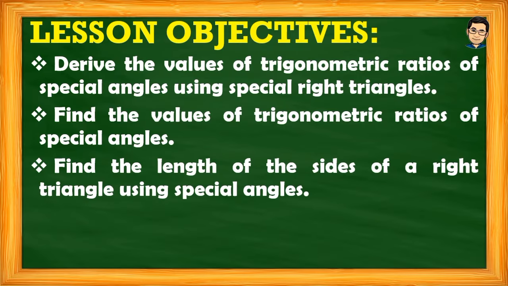And then lastly, we will find the length of the sides of a right triangle using special angles. So, i-consider natin dyan yung concepts ng special angles para makuha natin yung sukat ng mga sides ng right triangle. So, sides lang po ang kukunin natin dyan, hindi po yung angles. So, may specific video lesson tayo dyan na kung saan kinuha natin yung sukat ng mga angles.